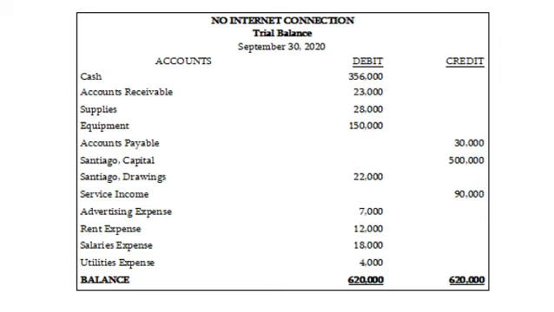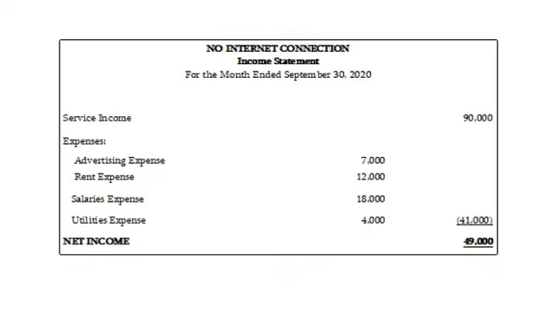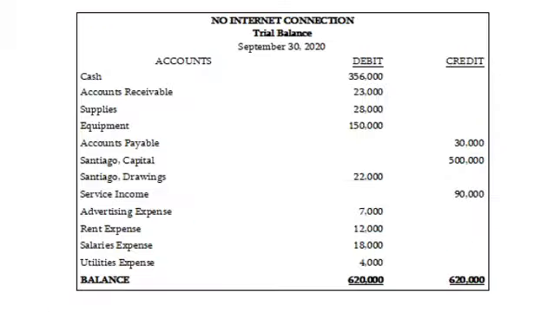So, balik tayo sa ating trial balance. Yung income natin, we have 90,000. And ibabawas natin yung expenses natin para makuha yung net income. So, expenses natin, we have 7,000, 12,000, 18, and 4.